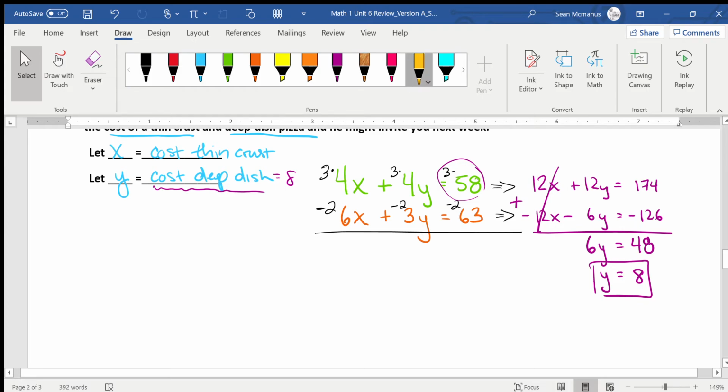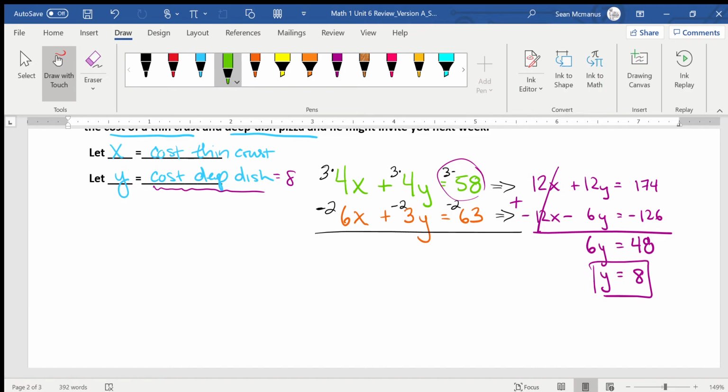But I'm not quite done because I need to identify the cost of the other pizza. So I take any equation I want that I've used so far. I'm just going to take this green one. 4x plus 4y equals 58. And I know that y is 8. So where I see the y, I'm going to plug in an 8. So 4x plus 4 times 8 is 32 equals 58. Subtract 32 from both sides.